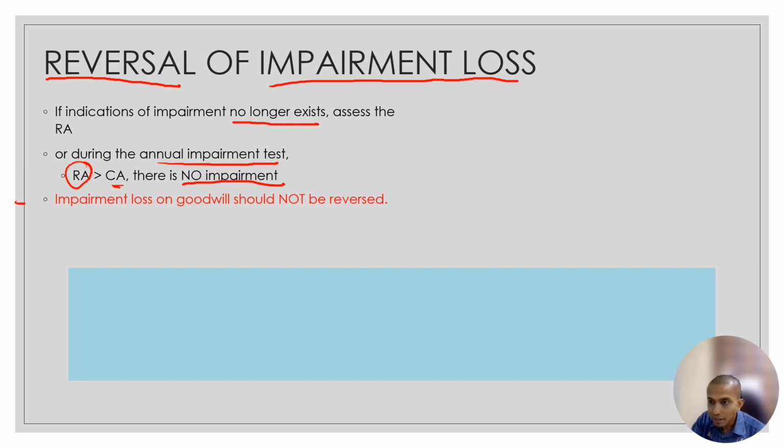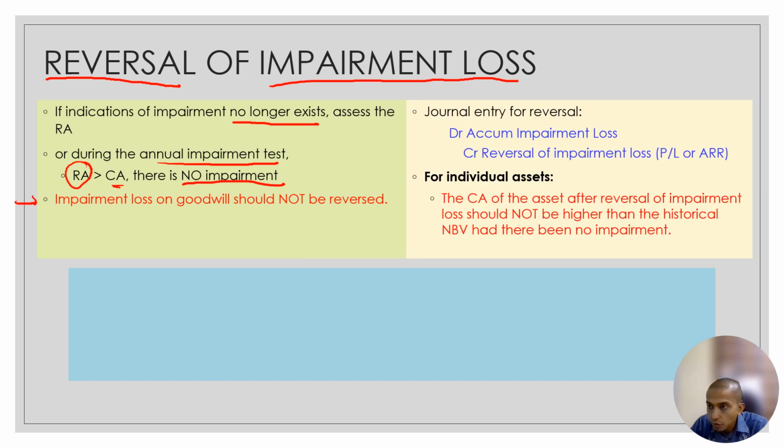Like the example just now, we have a goodwill. If there is an impairment loss on goodwill, we eliminate the goodwill, and we cannot recreate that goodwill. That one is cannot. The journal entry for reversal is we eliminate our accumulated impairment loss, and we put it back as a reversal of impairment loss or the asset revaluation reserve.